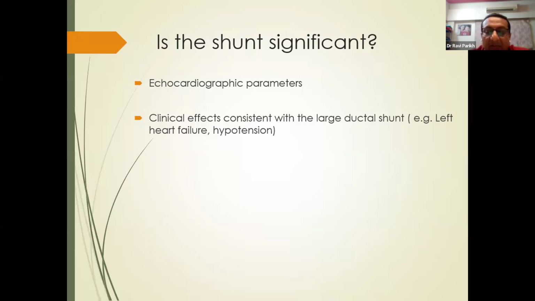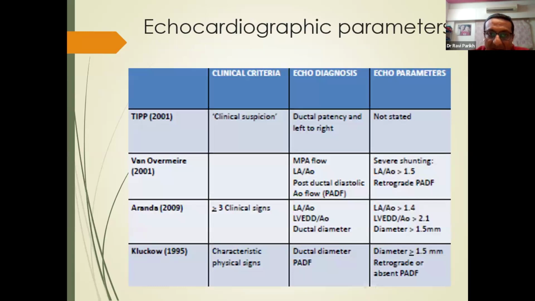We recently had a preterm baby, actually a 35 weeker. We never thought that the baby already had RDS. We gave surfactant and still the baby was not improving, and the right and left atrium were very dilated as well. So we had to give IV paracetamol to that baby. So there is always clinical judgment as well, and that will guide you that there might be a problem. But the most important thing is the echocardiographic parameters.